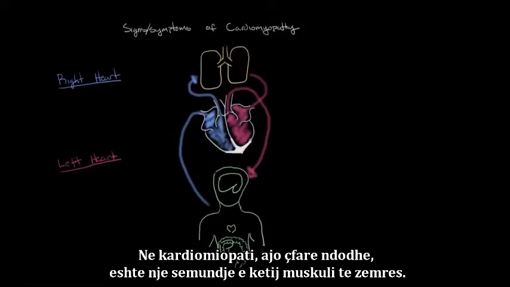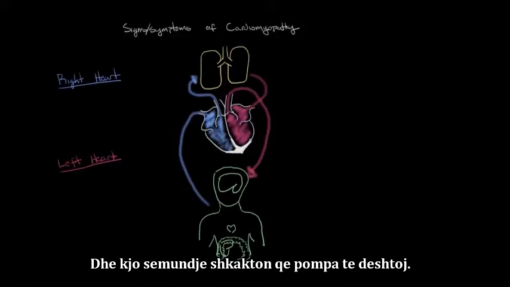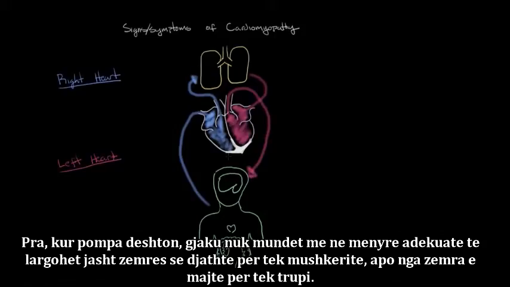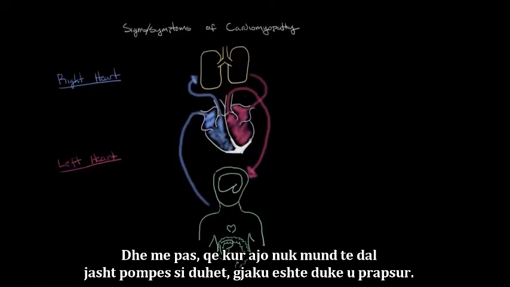So in cardiomyopathy, what happens is there's a disease of this heart muscle, and this disease causes the pump to fail. So when this pump fails, blood is no longer adequately able to be sent out of the right heart to the lungs or the left heart to the body. And subsequently, since it's not going forward out of the pump, blood is also getting backed up.